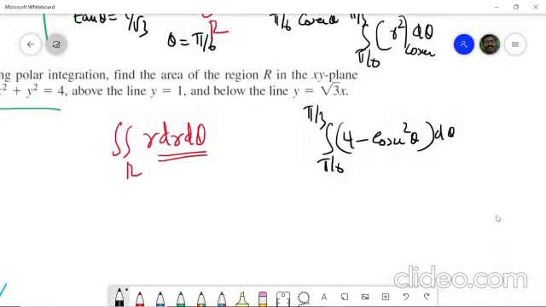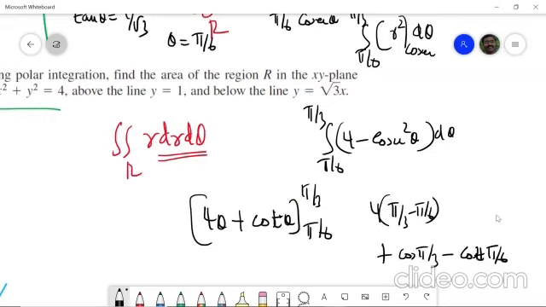If you integrate this one, you will get 4 theta minus the integral of cosec square theta. The integral of cosec square theta is minus cot theta, so you get 4 theta plus cot theta in the limits pi by 6 to pi by 3. Just substitute this. What will you get? This is actually 4 into pi by 3 minus pi by 6, plus cot pi by 3 minus cot pi by 6. Cot pi by 3 is 1 by root 3, and cot pi by 6 is simply root 3. Just substitute and simplify, you will get the answer.